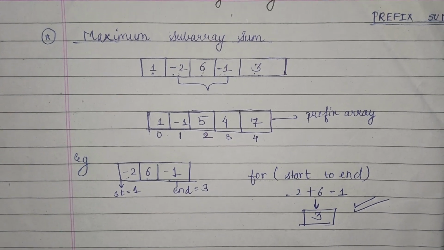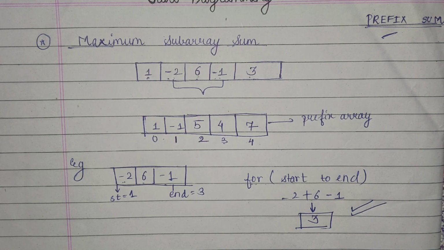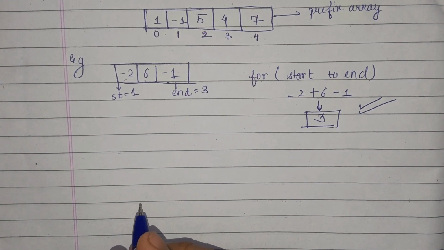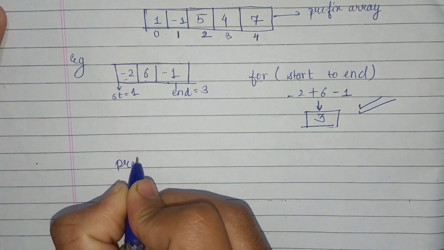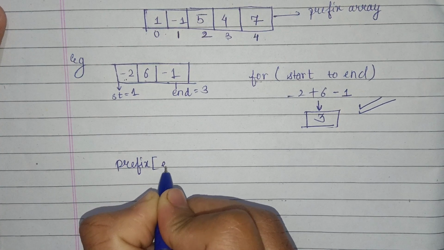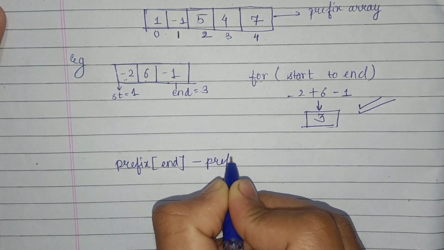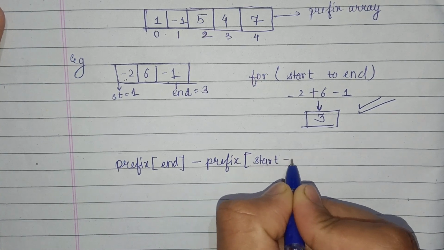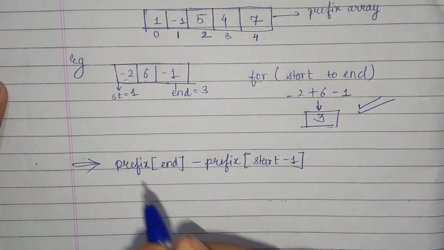Now we are going to solve the sum with the prefix sum approach. There is a formula for finding the solution. The formula is prefix of end minus prefix of start minus 1.